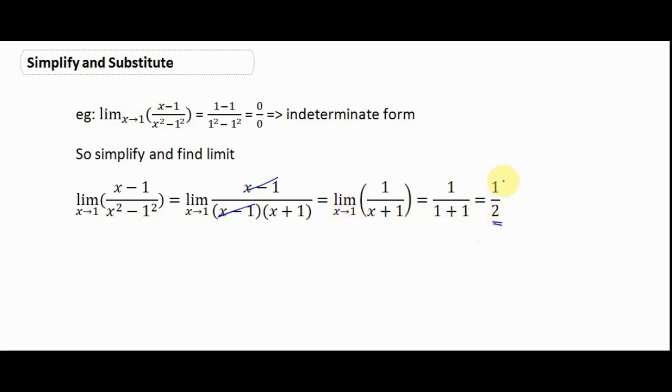Okay, so this way we can find out the limit of the given function at a point using simplification and substitution method.